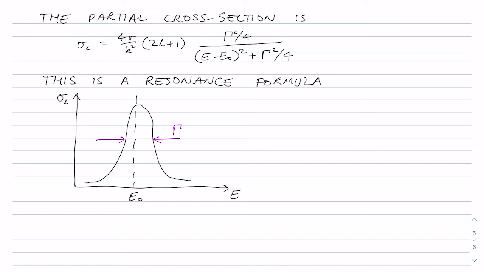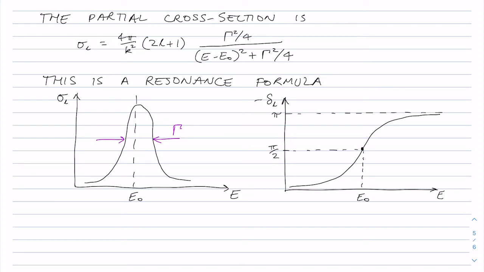Similarly, we can draw the phase shift itself as a function of energy. Let me put a little minus here just to get rid of that minus sign. And we're going to get something like a tan function, inverse tan function, I should say. So when we're at resonance, tan of delta L is going to infinity, so delta L is pi on 2, and then it's sort of a smoothly varying function between 0 and pi on either side of the resonance.